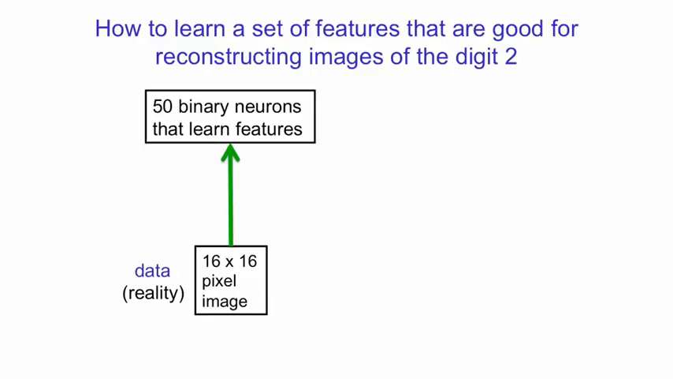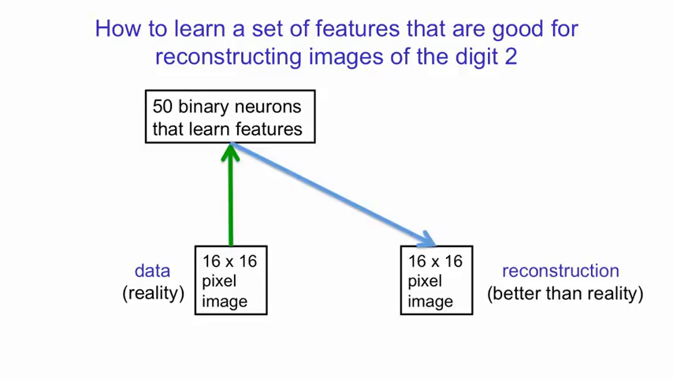So when it's presented with a data case, the first thing that it does is use the weights on the connections from pixels to feature detectors to activate the feature detectors. That is, for each of the binary neurons, it makes a stochastic decision about whether it should adopt a state of 1 or 0. It then uses these binary patterns of activation to reconstruct the data. That is, for each pixel it makes a binary decision about whether it should be a 1 or a 0.